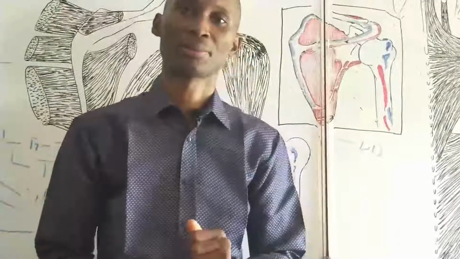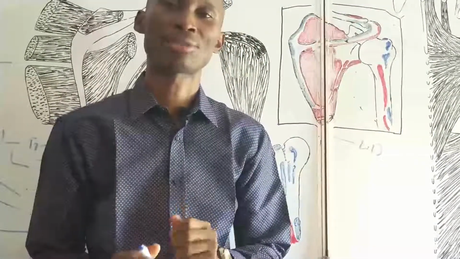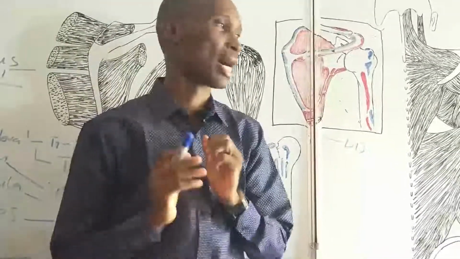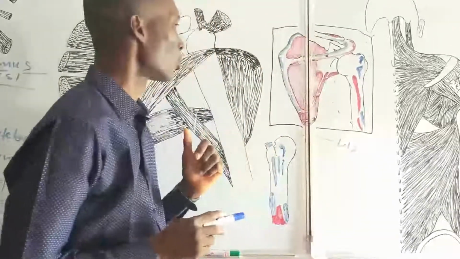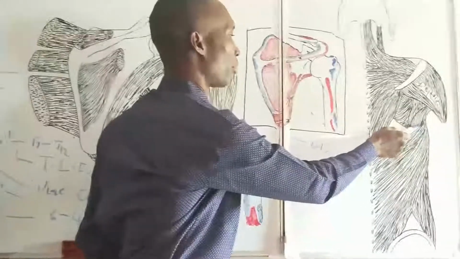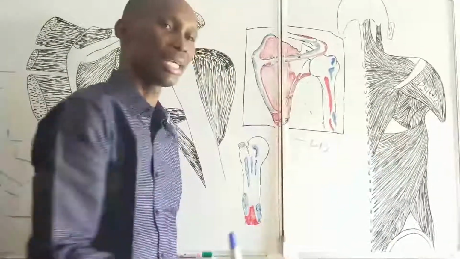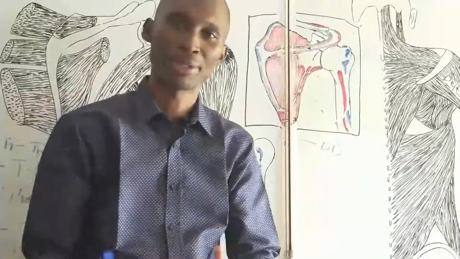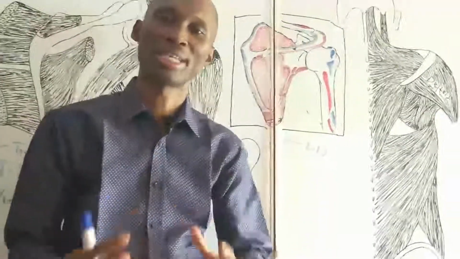Now, the insertion. This muscle, as we noted, actually has a very narrow insertion. How does it get there? It gets to this point. This is the inferior angle of the scapula. At this point of the inferior angle of the scapula, we are seeing a muscle, Teres Major. Teres Major is at this point.